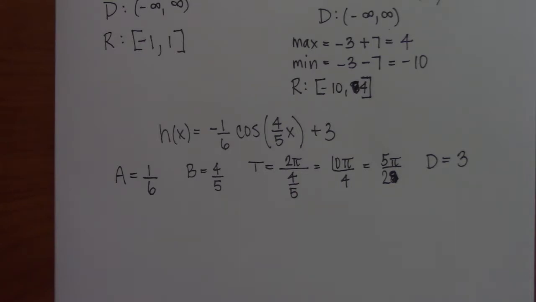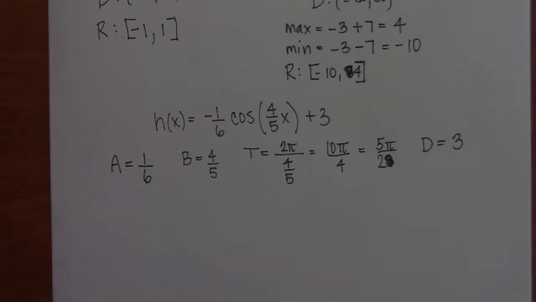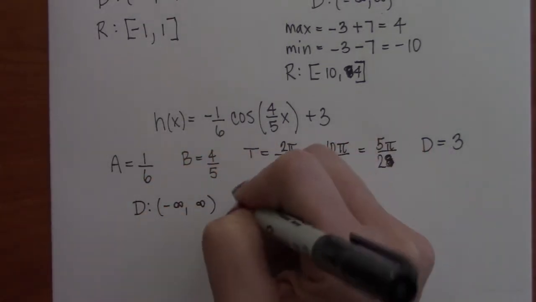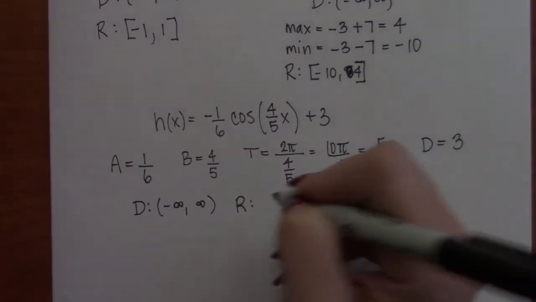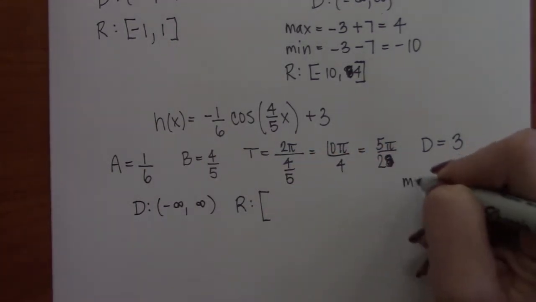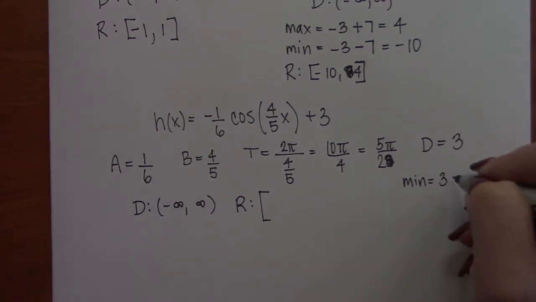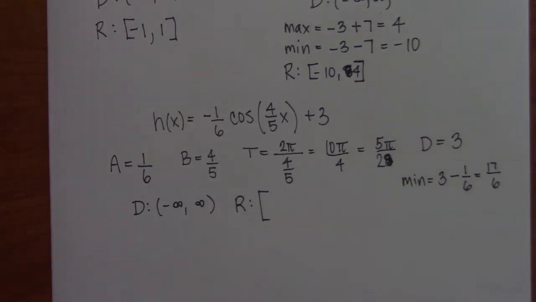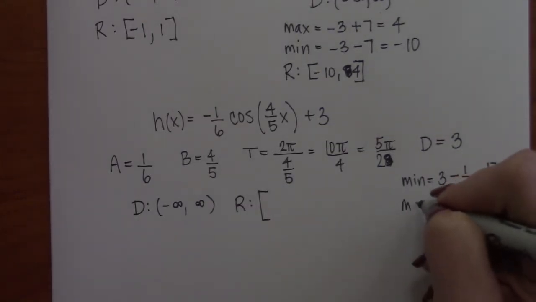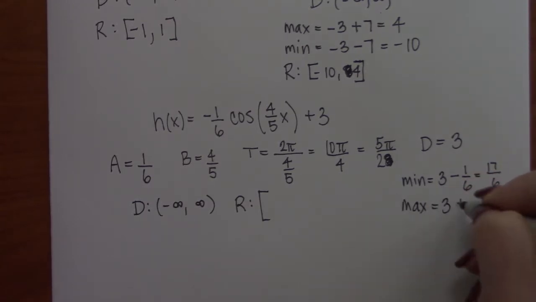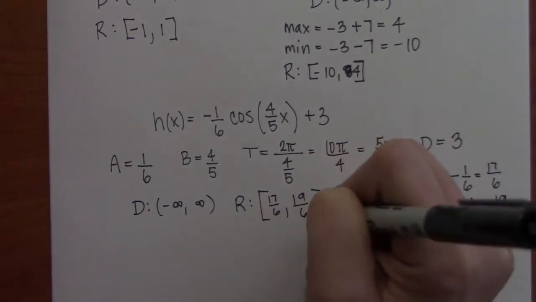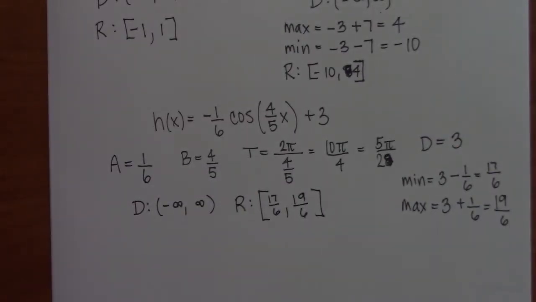So if I want to find the domain and range of this wave, well, the domain is all reals. But to get the range, the minimum value is the center point minus the amplitude of 1/6, and you get 17 over 6. The maximum of the wave is at the center line plus 1/6, and you get 19 over 6. So this range is 17 over 6 to 19 over 6.